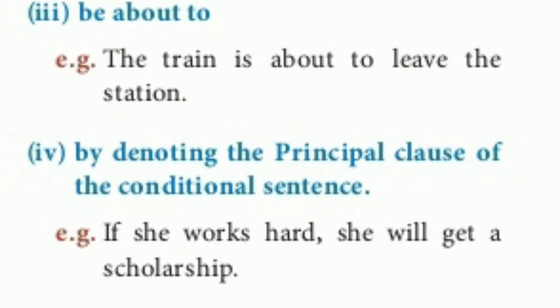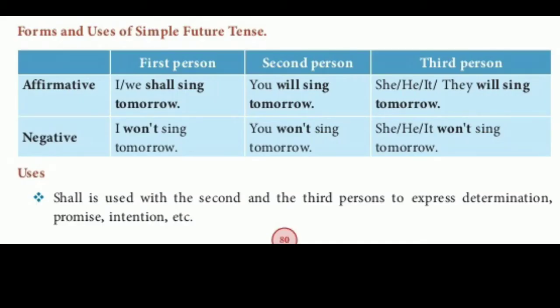Another one is be going to. For example, prices are going to rise. Next one, by denoting the principal clause of a conditional sentence. So for example, the conditional, if she works hard, she will get a scholarship. அதான் இதுவும் எதிர்காலம். Now let's see the forms and uses of simple future tense. First person, second person, third person. Affirmative. I or we shall sing tomorrow.